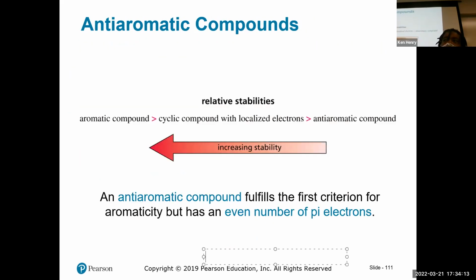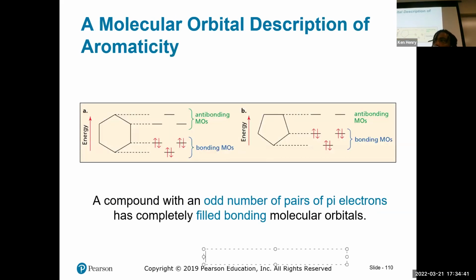Okay, so an anti-aromatic compound fulfills the first criteria for aromaticity, but has an even number of pi electrons, right? So in other words, it acts like it fills that lower molecular orbital, but you have extra electrons that go into the anti. So like here, we have electrons that are going to end up in here, but you have an even number of pi electrons. Okay, does that make sense?